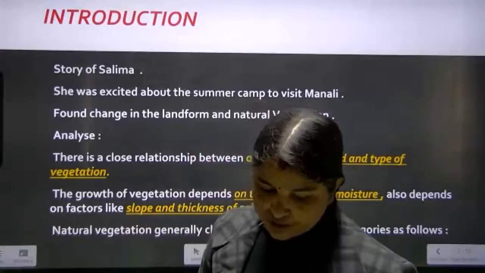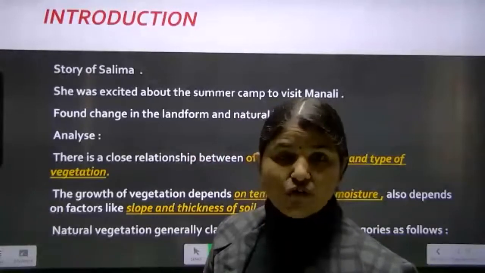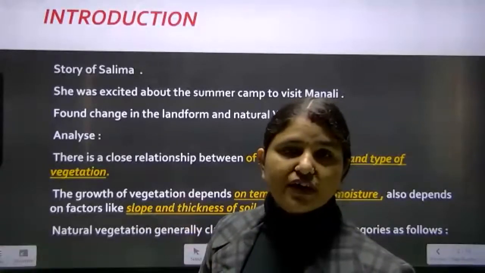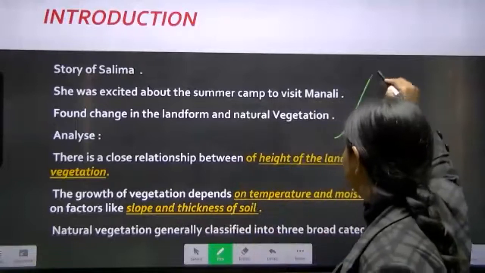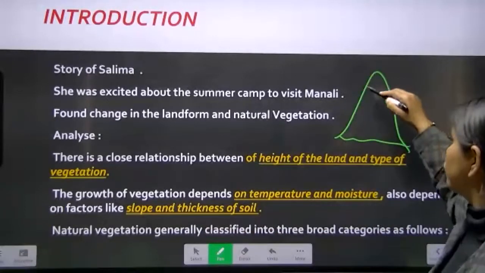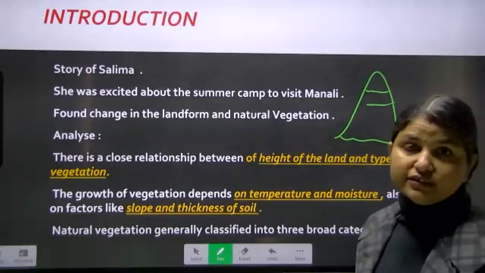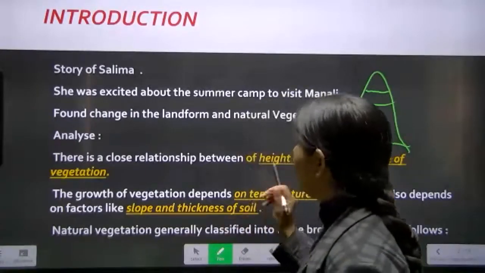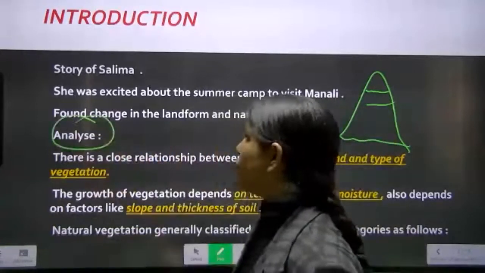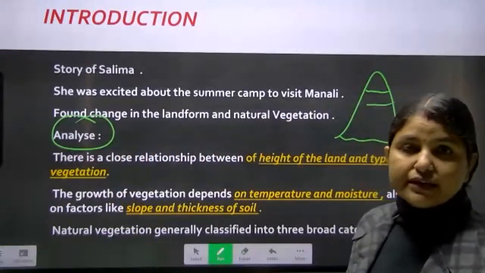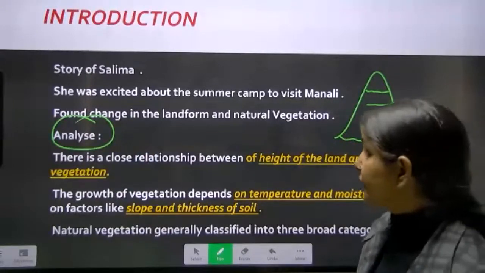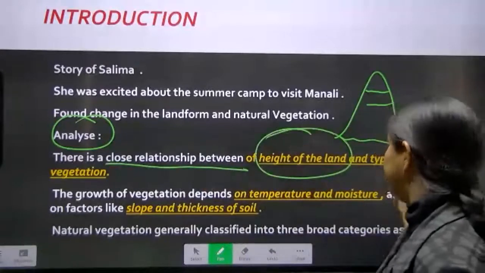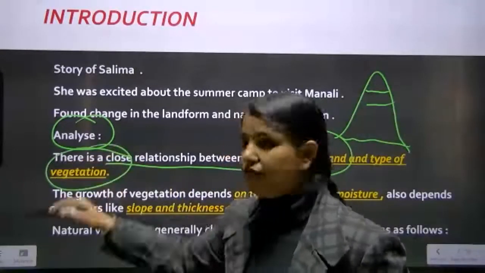Okay, now what happens? She found that plants change, and the landform, from the mountain foot to the upper side hills, is also completely different from each other. So if we analyze her story, then we can see that there is a close relationship between the height of the land and the type of vegetation.